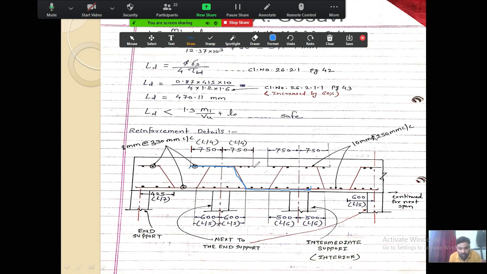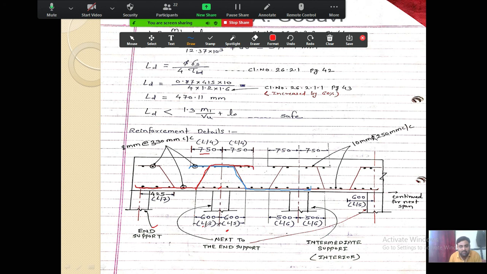And in the case of this bar, I will show by a different line. This bar starts at this point, then it gets bent, and it moves towards this side. So this is your end support, and this is the support next to the end support, and the distances are given over here, 750, that is L by 4 from the center of the support. Okay, and for the bar which starts from this side and bends at this point, this distance from the center must be 600, that is L by 5. You remember this standard, L by 5, where L is the span.